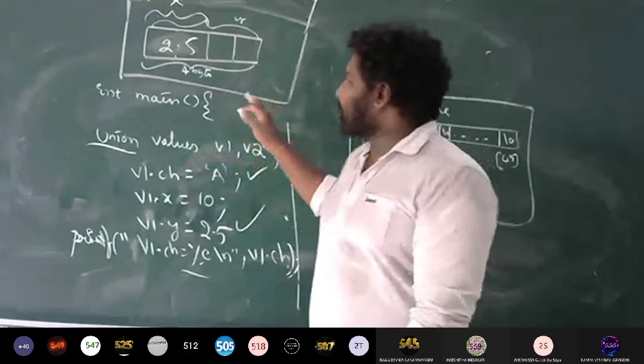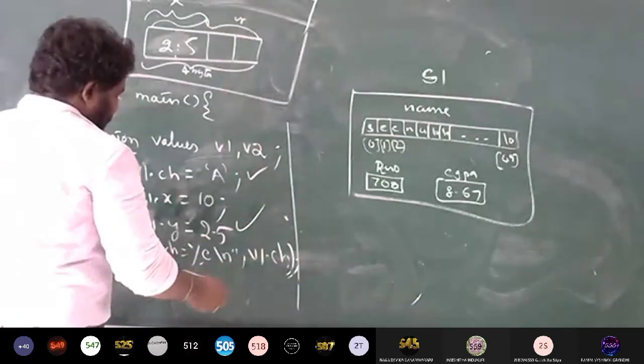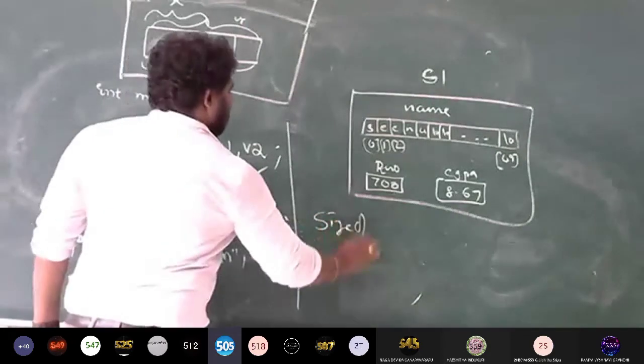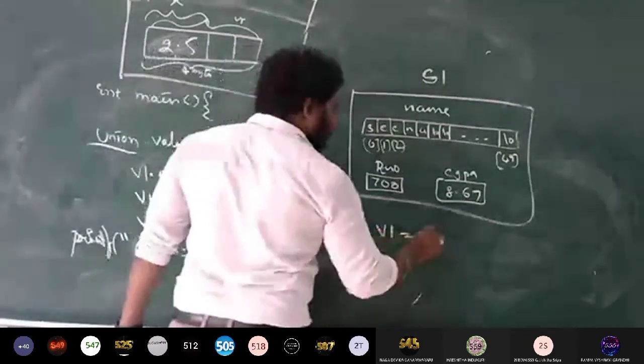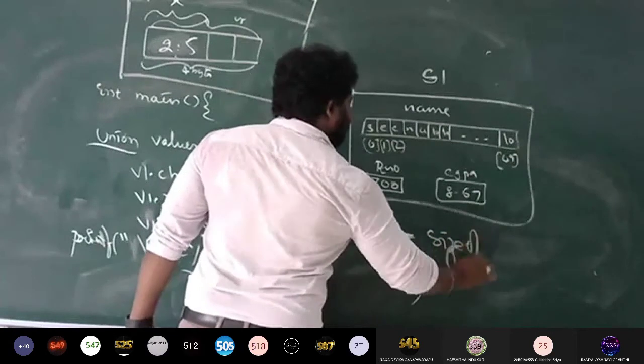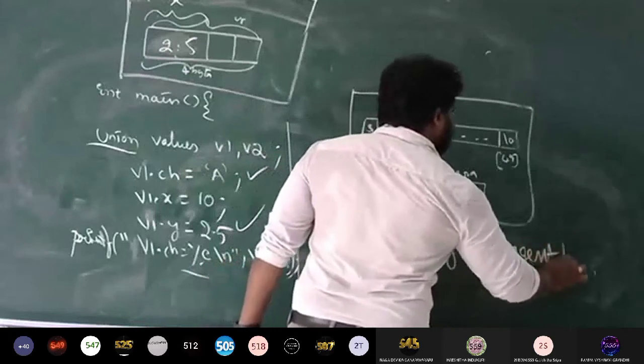And if I ask what is the size of V1? Look. Size of V1 is 4 bytes, sir. It is the size of the largest data type, the largest member.